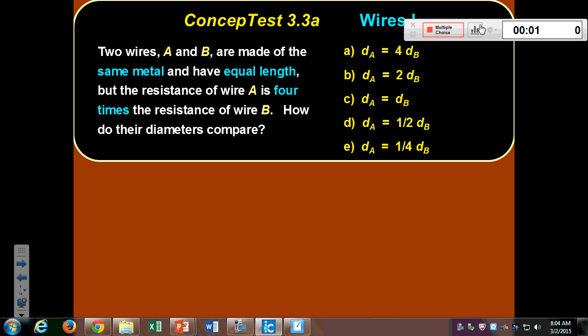Two wires A and B are made of the same metal and have equal length. The resistance of wire A is 4 times the resistance of wire B. How do their diameters compare?